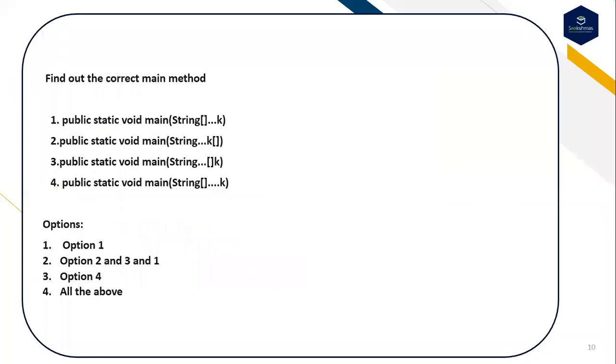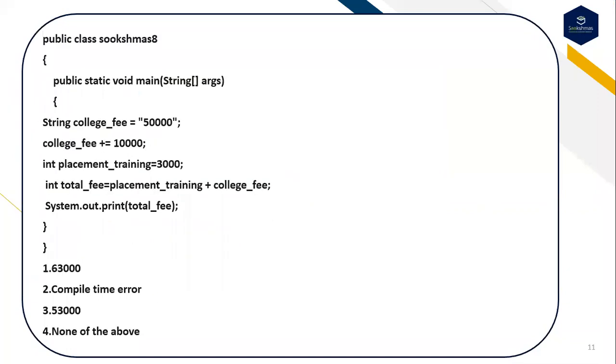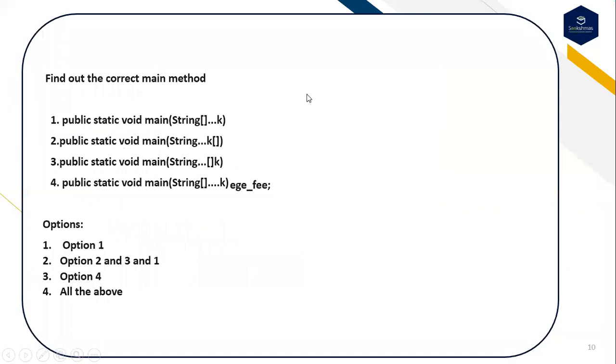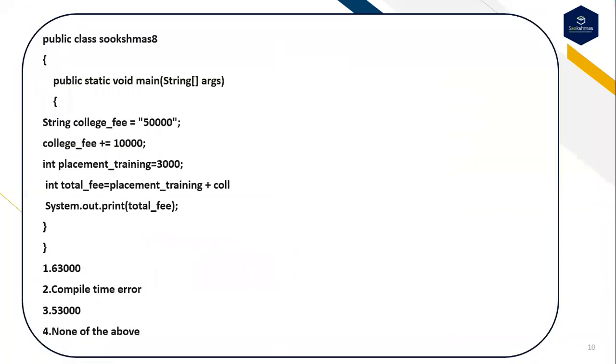We'll go for the next. Public class Sookshmas 8, public static void main. Here String collegeFee I'm assigning 50,000, and collegeFee is equal to collegeFee plus 10,000. Here int placementTraining is equal to 3,000 and int totalFees is equal to placementTraining plus collegeFee. And here I'm trying to print the total. These are the options: whether I will get an output of 63,000, or else a compile time error, or else 53,000, or else none of the above.